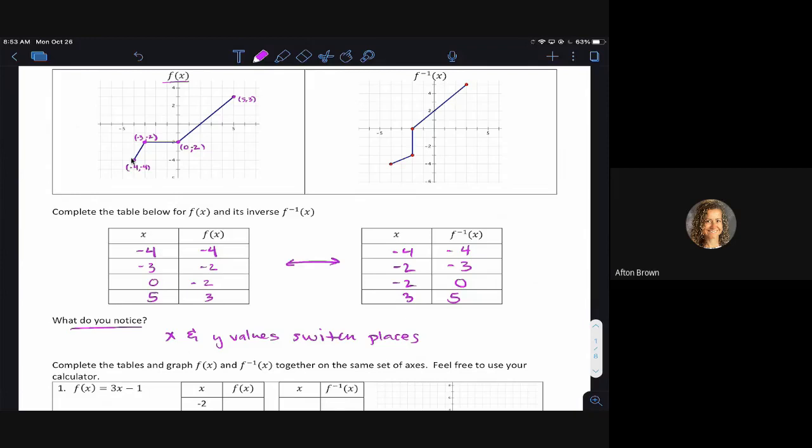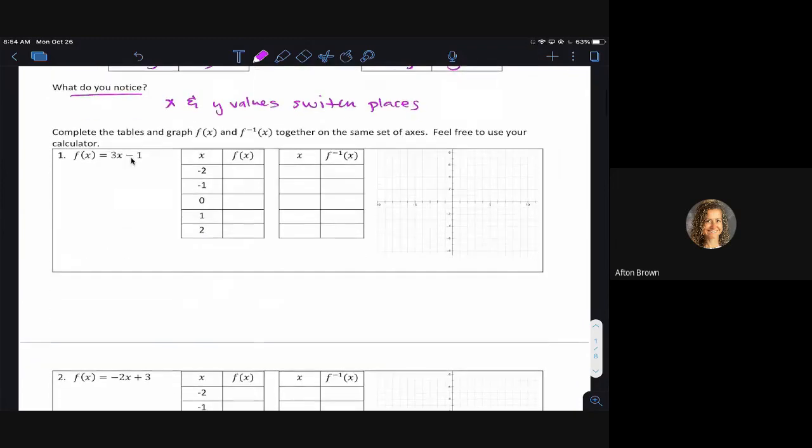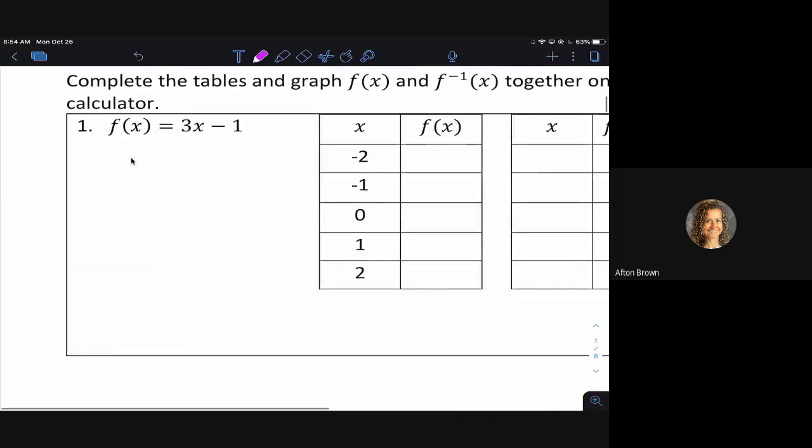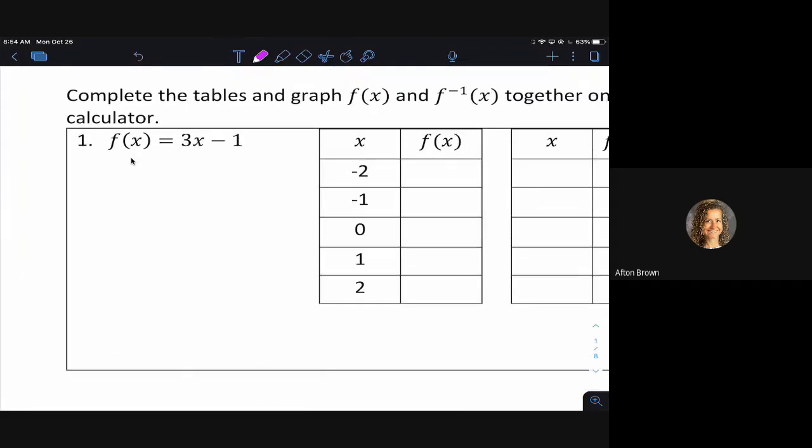So what you're going to do on these problems, the only difference is I'm not giving you the graph. On the graph, you're going to sketch both the original function and the inverse function. I'm helping you out a little. I'm telling you what x values to plug in, and we want to find the y values. I want us to do this by hand first. So how do we evaluate f at -2? How would I find the y coordinate?